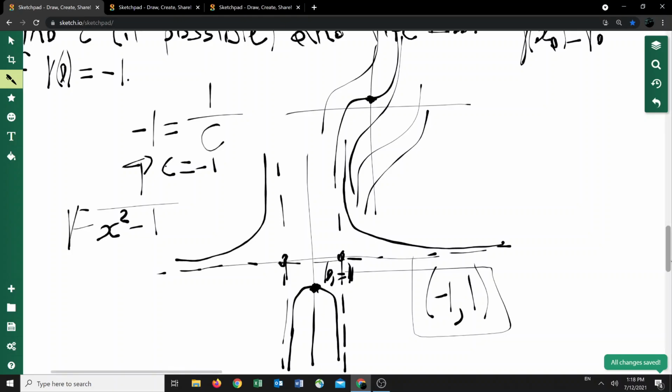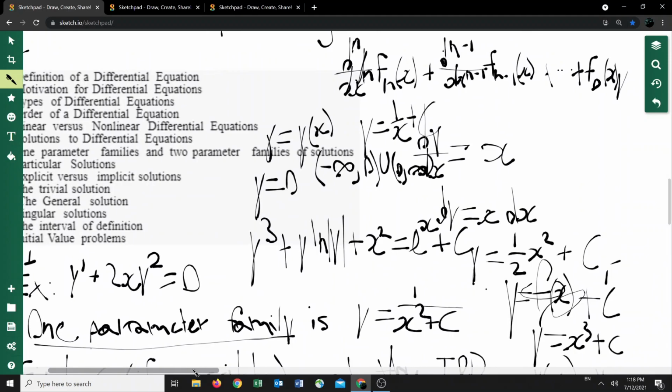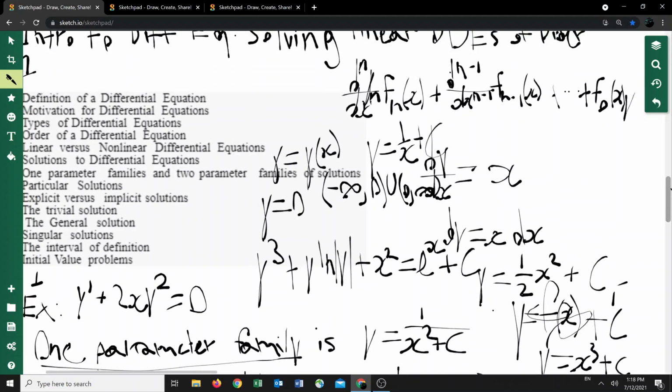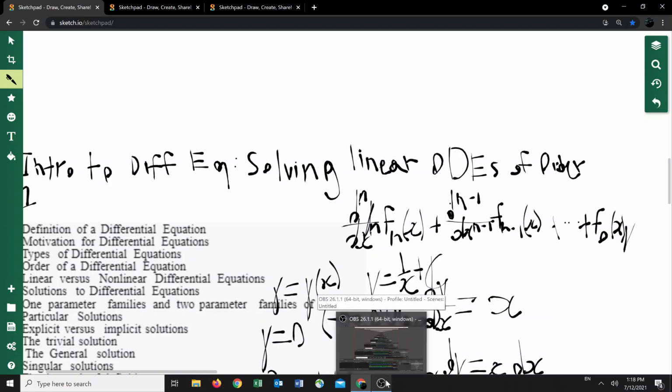And in the next video, since this video is probably pretty long, we're going to find a concrete way of solving linear differential equations of order 1. So kind of do a bit of a proof. And then in the video after that, we're going to do some examples.